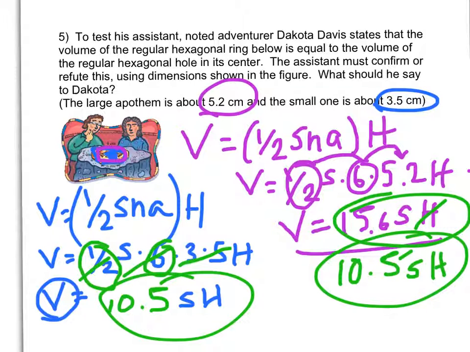We know that the height's going to be exactly the same. What we don't know is S. The side length of the big one, we could call it S2. Side length of the small one, we could call S1. If these two are correct, if they make it work, then we could say that the volume of the hole in the center would be the same as the volume of the ring. But we don't know S. Until you know S, you can't know that the small one is half or is equal to the ring.